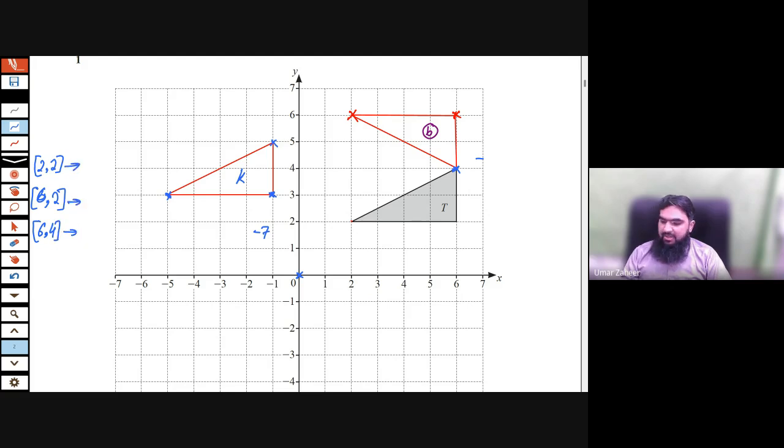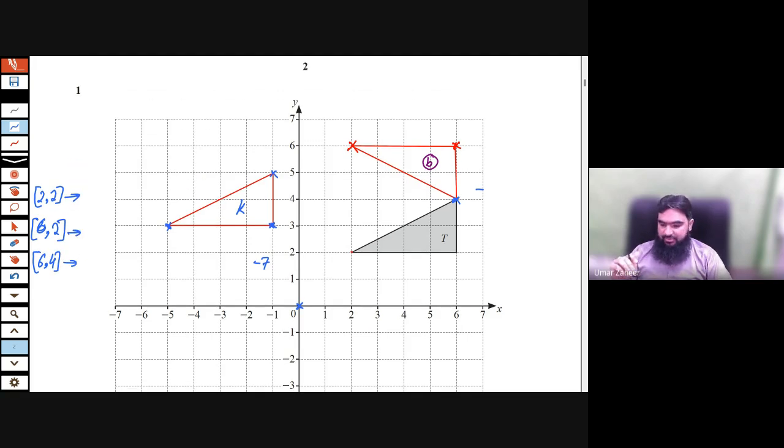Now he says that you have to do the 90-degree clockwise rotation. The rule for a 90-degree clockwise rotation is that you interchange the coordinates and change the sign of the y coordinate. So we'll do the same thing. We have to interchange (2, 2) and change the sign of the y coordinate. Interchange them, 2 and 6, and change the sign of the y coordinate.